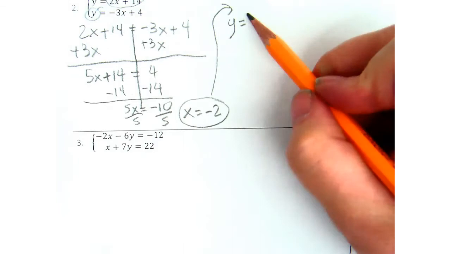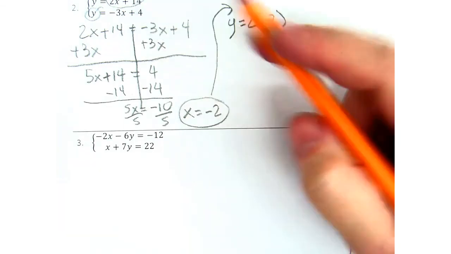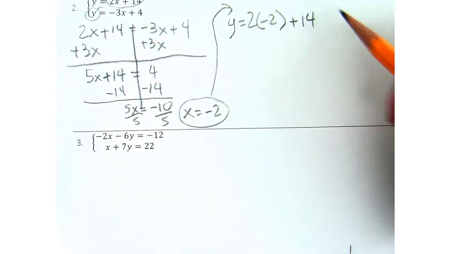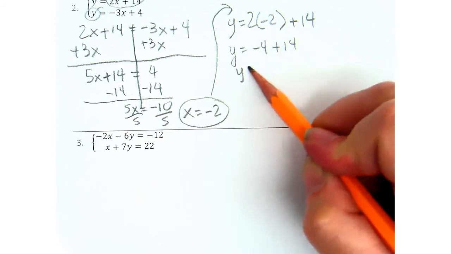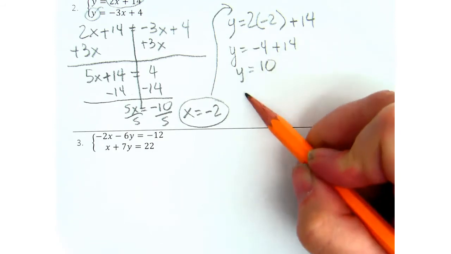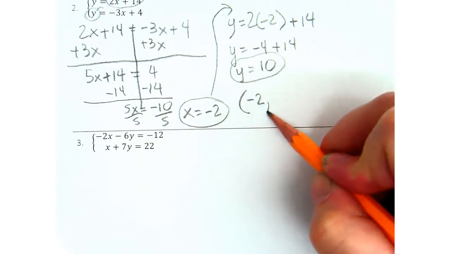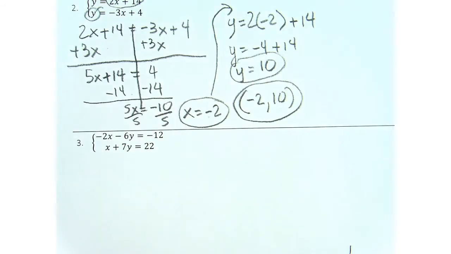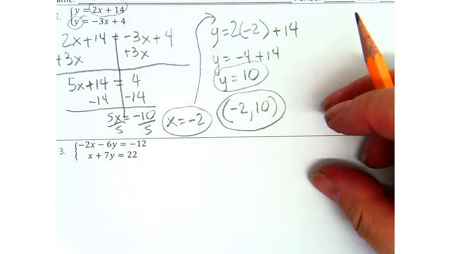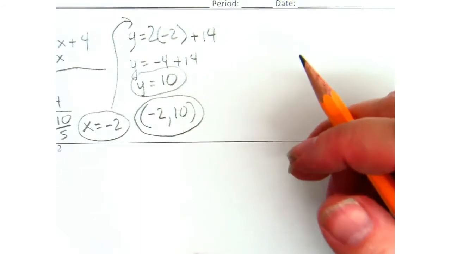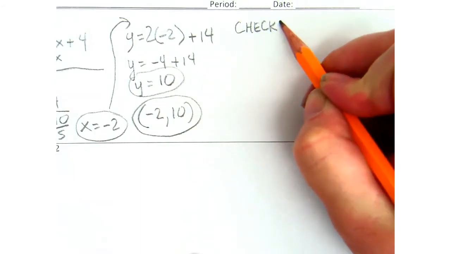Y equals 2 times -2 plus 14, using the top equation. Solve for y. Y equals 10. The solution is -2, 10. Check your answer by plugging in the values into both equations. A correct answer will make both equations true.